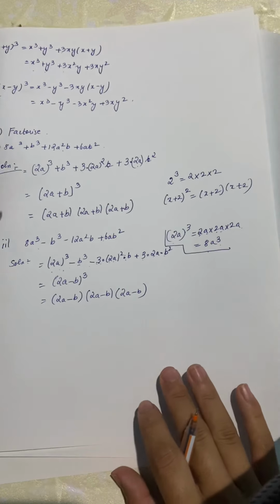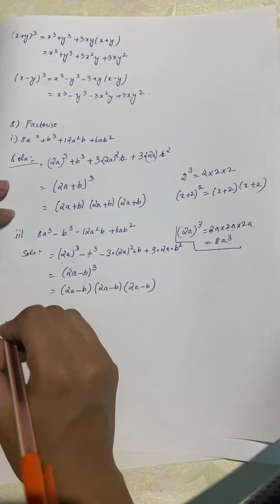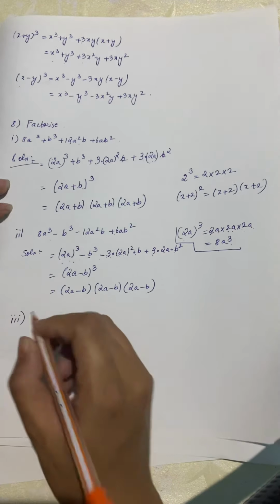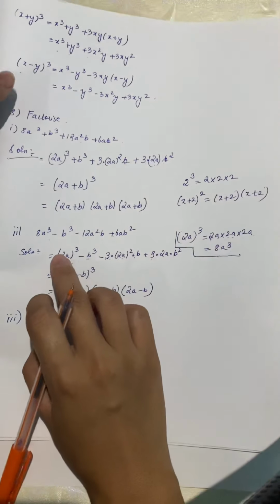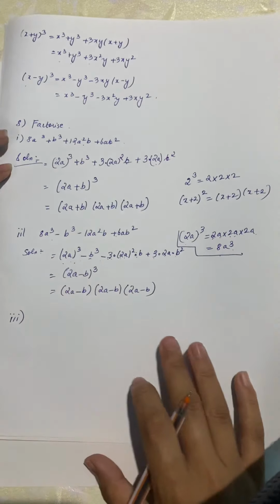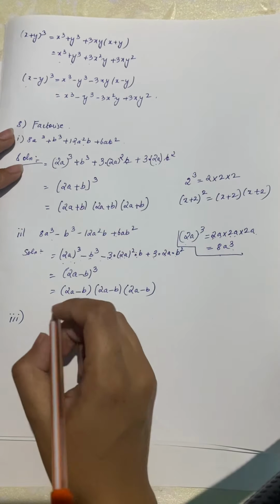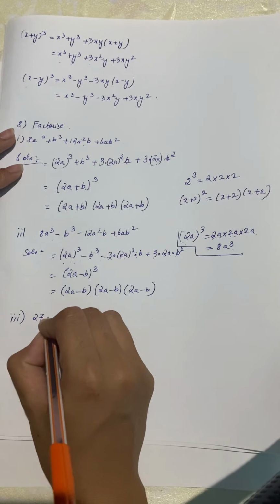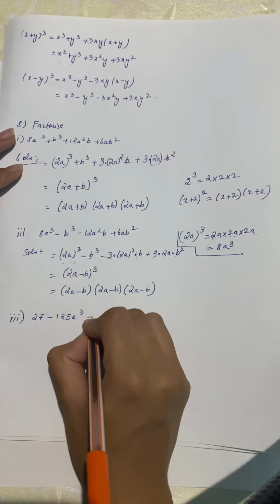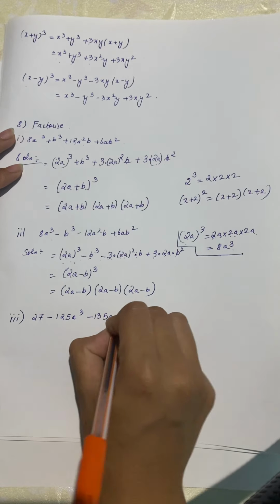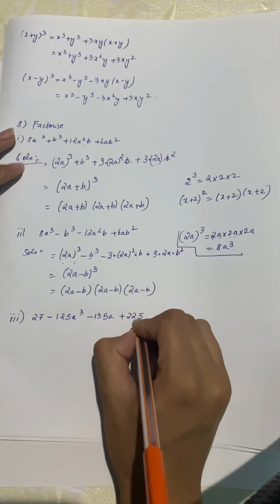It's a very easy question, okay? You just have to learn the formula. Once you become very familiar with the formula, it will become easier for you to think of all this, okay? So remember the formula properly. Next: 27 − 125a³ − 135a + 225a².